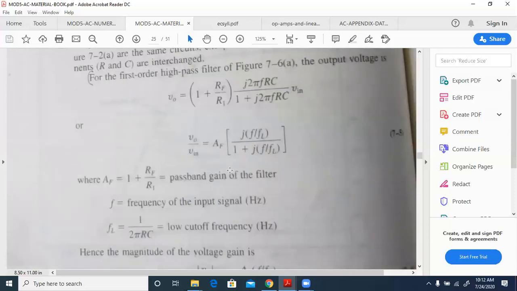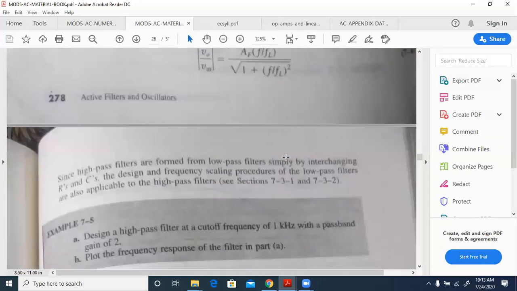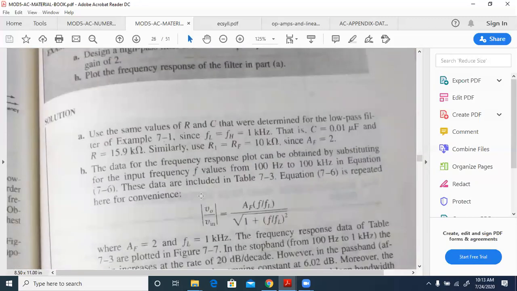So for that, we will get V naught by Vf equal to this formula, right? Then AF is equal to again 1 plus RF by R1. You need to remember this. So V naught is either this or that, these two, this one and this. Using these formulas, you can try to find it out. You might have been given an example, right? So he has taken that V naught by Vin.